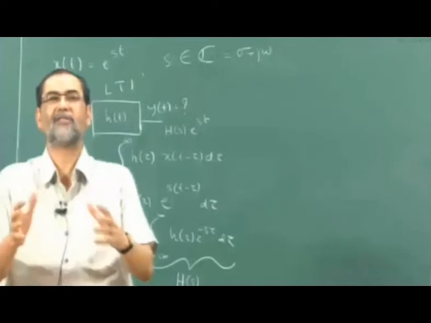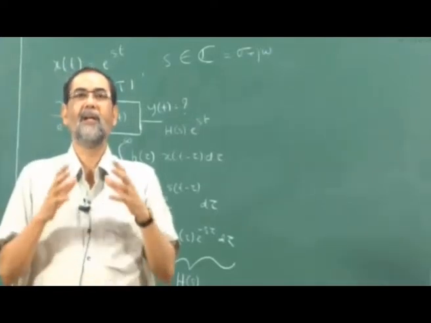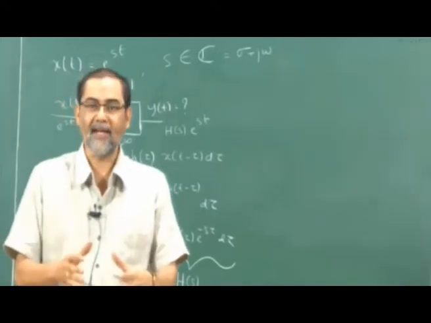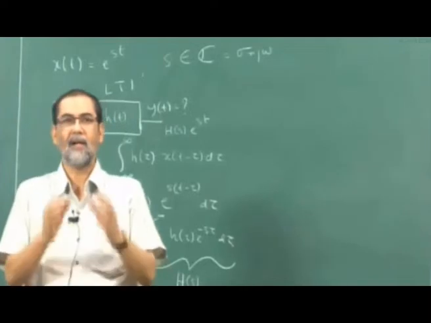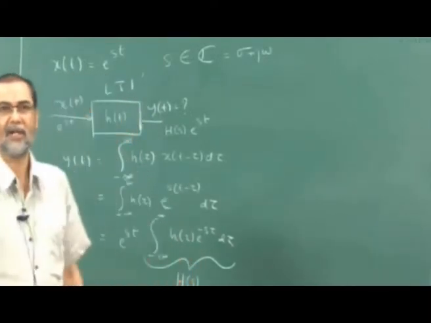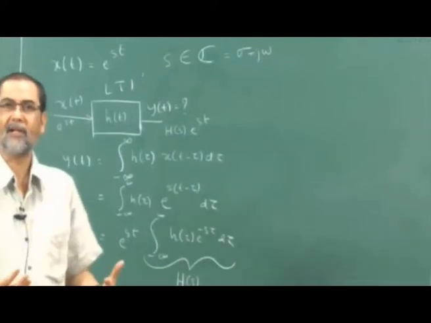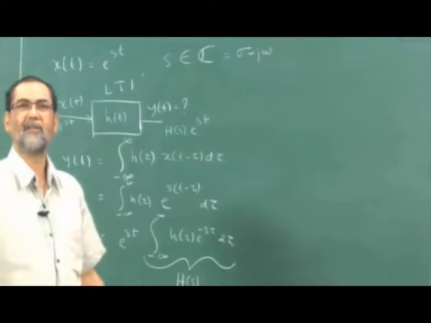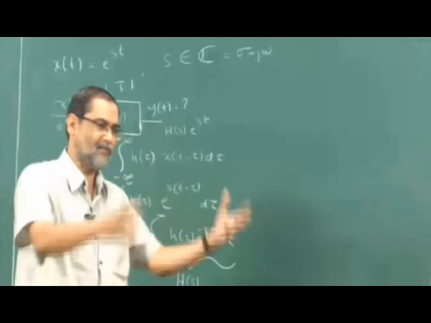What is interesting about this is, for an LTI system, if the input is a certain frequency s, output will be the same frequency. That's the takeaway point, and that's the reason it is called an eigenfunction. So for an LTI system, e raised to s into t is an eigenfunction. If you input an eigenfunction, you get back the same frequency except for a scaling factor.